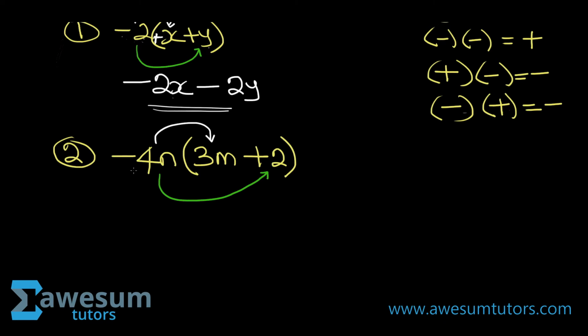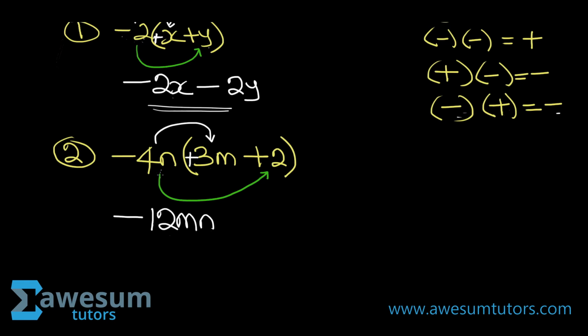Okay, now let us look at it. So this is going to be negative 4n times 3m. Remember, 3m means positive 3m, right? So negative times positive is going to give you negative. We already established that negative times positive gives you negative because they are unlike signs. 4n times 3m. 4 times 3 is 12, right? So that's going to be 12mn. Negative 4n times 3m gives you negative 12mn.